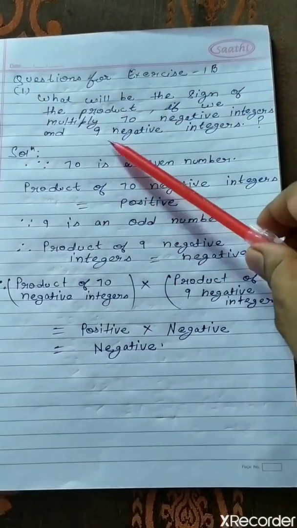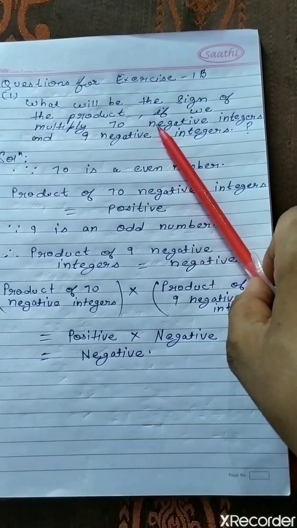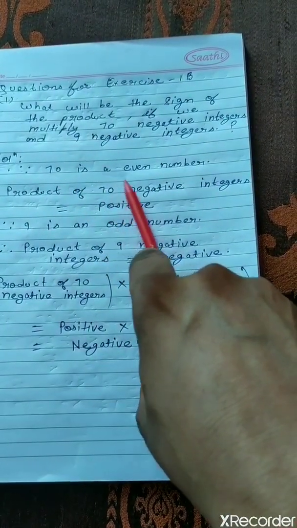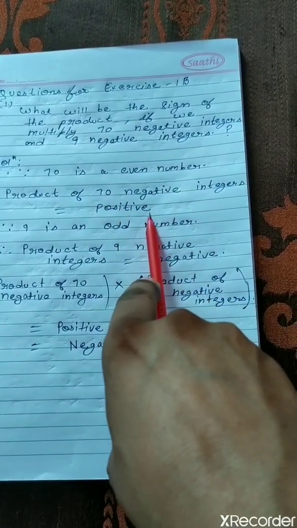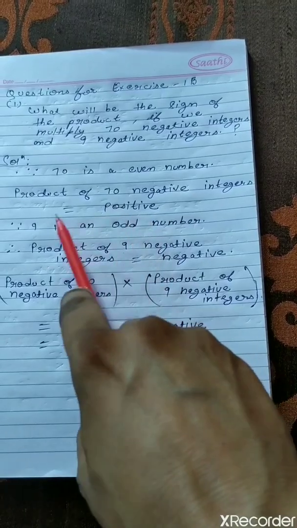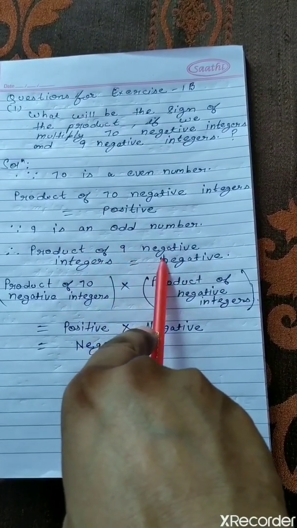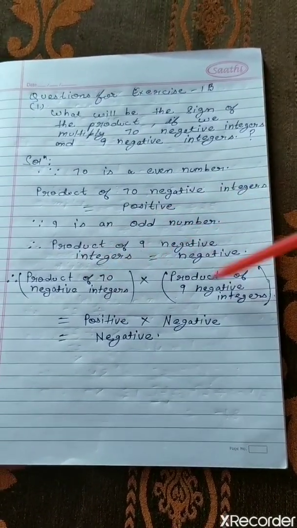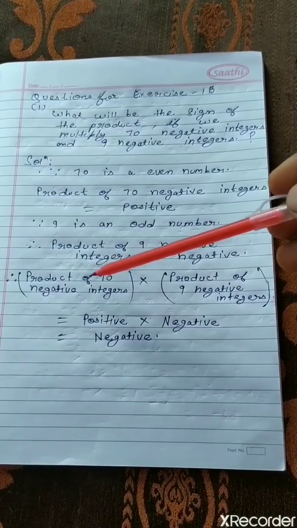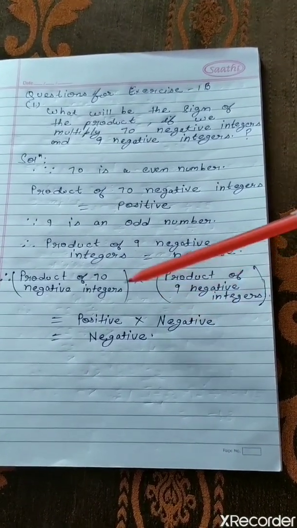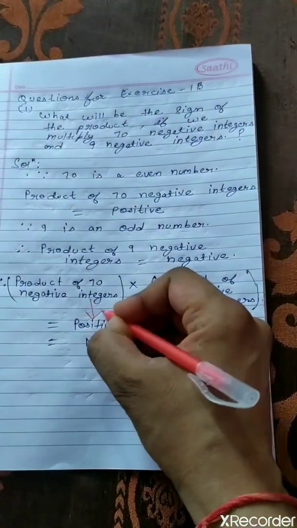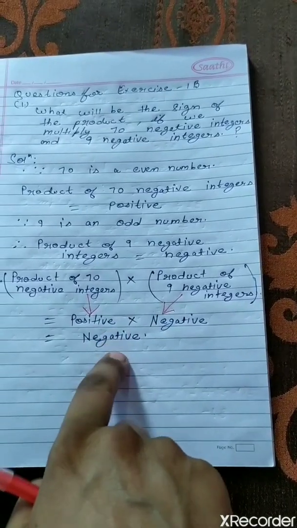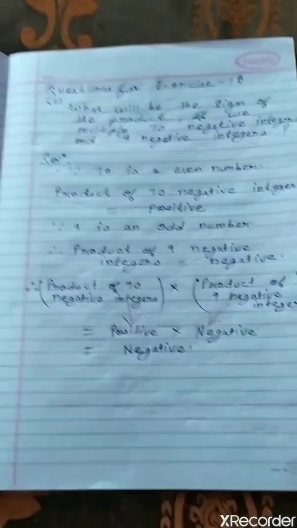Yes, now we can see this question: what will be the sign of the product if we multiply 70 negative integers and 9 negative integers? Since 70 is an even number, their product will be positive. The product of 70 negative integers is positive, and 9 is an odd number, therefore the product of 9 negative integers is negative, because the product of an odd number of negative integers is negative. So positive into negative, the result is negative here. Okay, this way we can solve such questions.